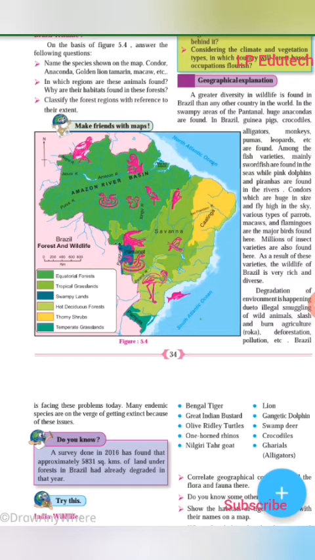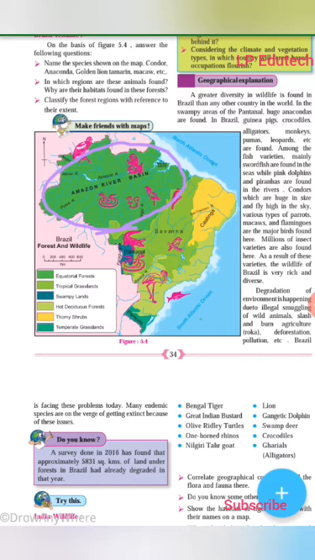Question number 3. Classify the forest region with reference to their extent. Now let us have a look again. With reference to their extent, the equatorial forest covers the maximum part of Brazil. Equatorial forest, that is in the Amazon river basin part. It covers the major forest. Okay, it covers the maximum part of Brazil.